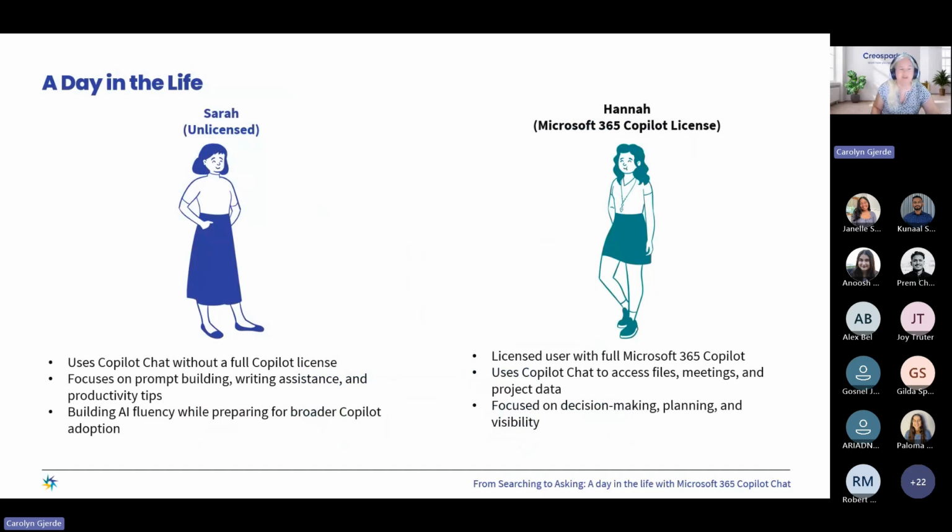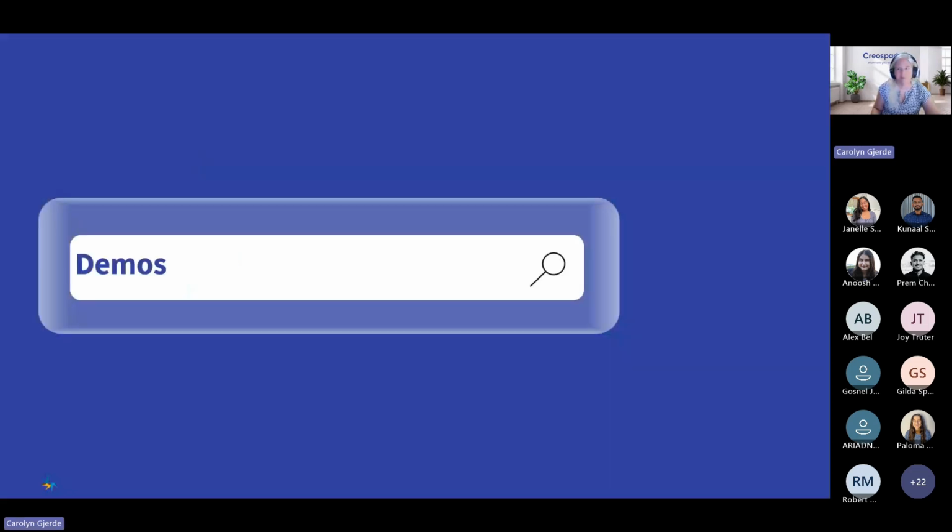Before we jump in, let's quickly introduce our two team members. Sarah is using Copilot Chat without a license, so she focuses on writing prompts, getting help with writing, and productivity coaching. Hannah has the full Microsoft 365 Copilot license, which gives her access to files, meetings, and project context. We're going to follow both of them through their day and show what Copilot Chat can do in each scenario. I'm just going to take a second to get Copilot Chat up.